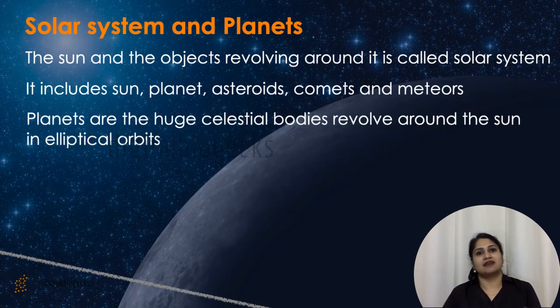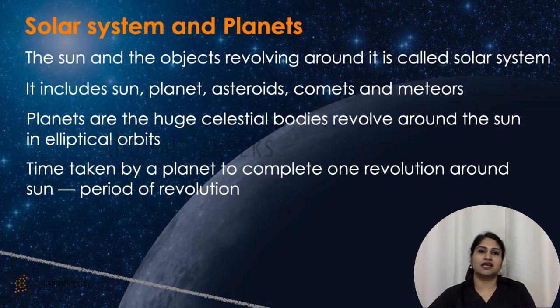These planets are revolving around the Sun in an elliptical orbit. They do not have their own light. They reflect the sunlight back. And these planets revolve around the Sun due to the gravitational pull of the Sun.